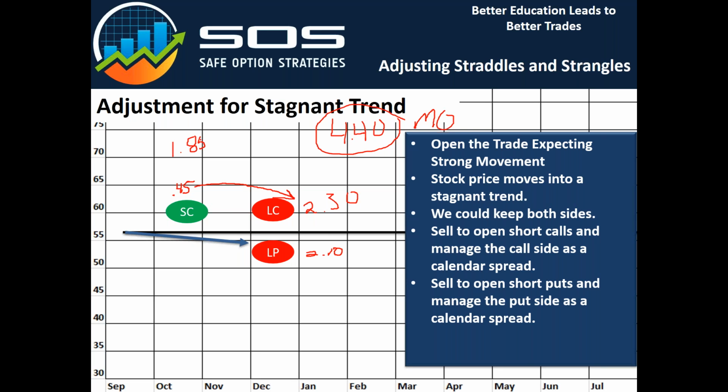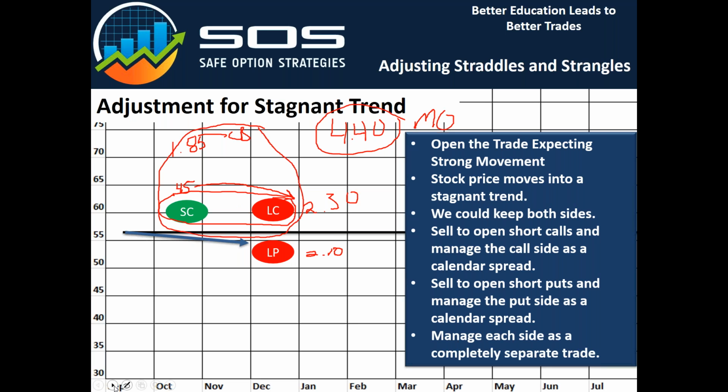We are now managing a bull call calendar with a $1.85 cost basis. That is now the trade that we are managing right here. When we add our short puts, hypothetically, let's say over here we only get 21 cents a share. $2.10 a share minus 21 cents a share is $1.89. We are now managing a put calendar spread with a $1.89 per share cost basis.